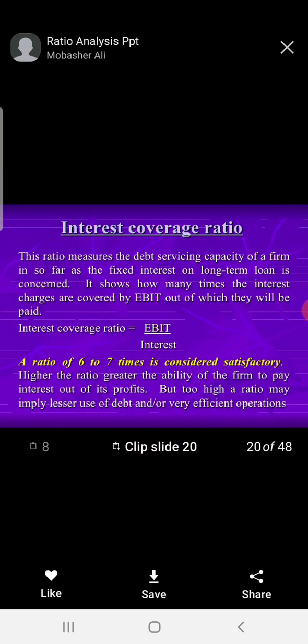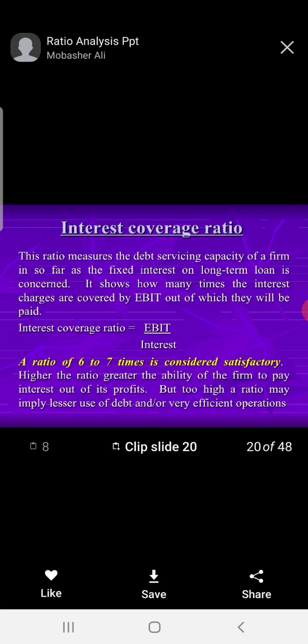Here you have to consider that this ratio measures the debt servicing capacity of that firm. How much debt they are able to provide, what is the credit creation capacity of that particular firm, should be considered. It is nothing but the interest coverage ratio. So here you consider the debt, or the credit creation facility of that particular bank, upon the interest, and a ratio of 6 to 7 times is considered satisfactory.